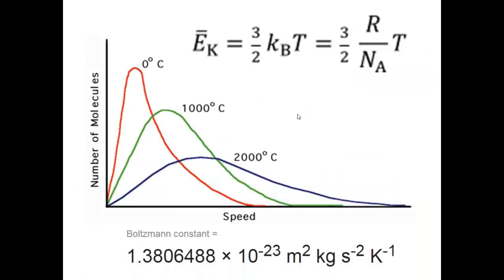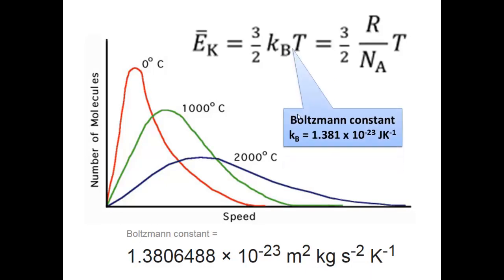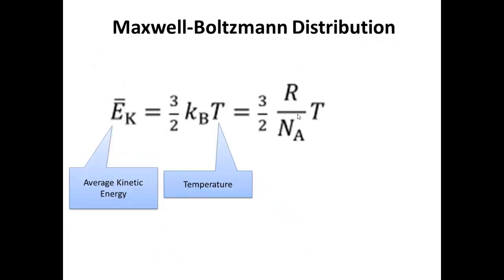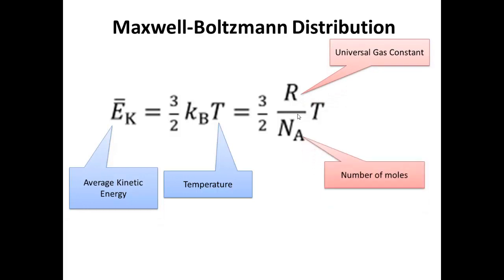So the Boltzmann constant is 1.38 times 10 to the minus 23 joules per Kelvin. And there you have it. There's the Boltzmann constant. So as a reminder, this is the temperature. This is the average kinetic energy. This is the universal gas constant. This is the number of moles.